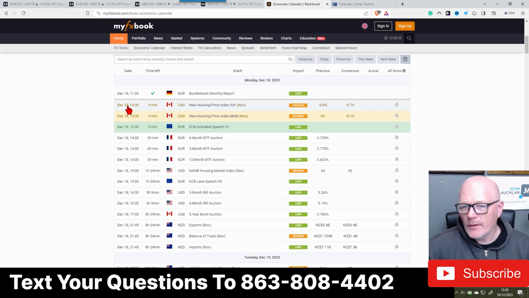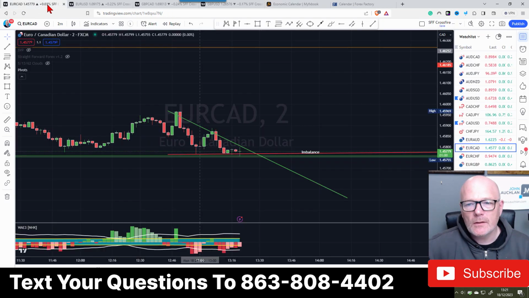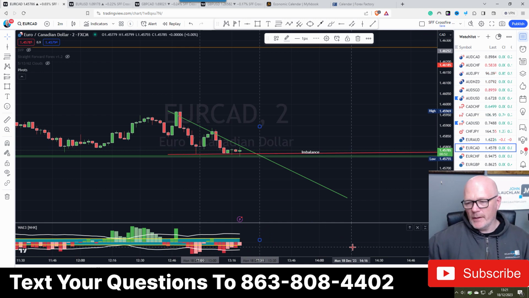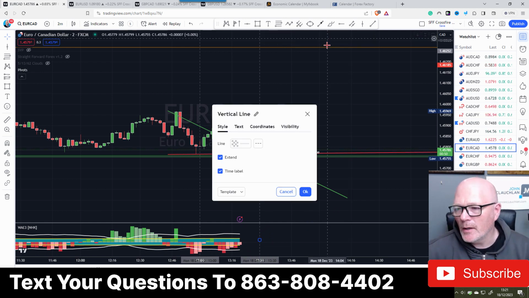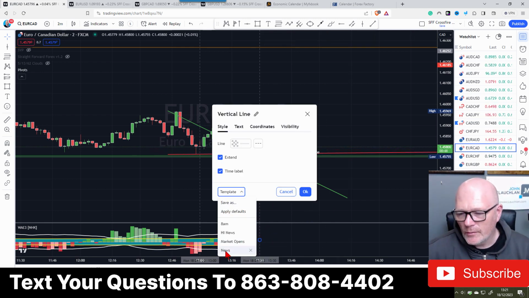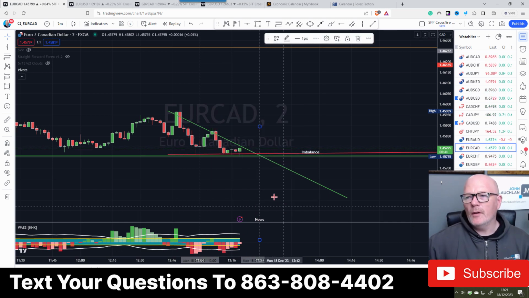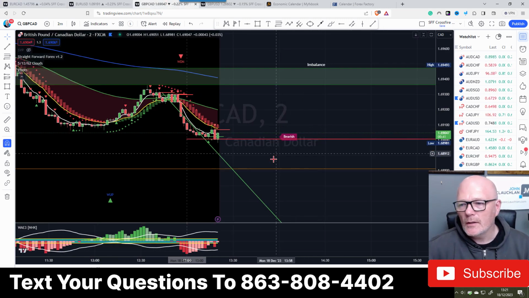Alright, so 13:30 we've got the CAD. So let's have a look at CAD. What I tend to do is I'll just put a little line on there. Okay, there's no indicator from TradingView. It only gives you high impact news, but I like to put a little bit of a heads up on that, and the GBP CAD as well.